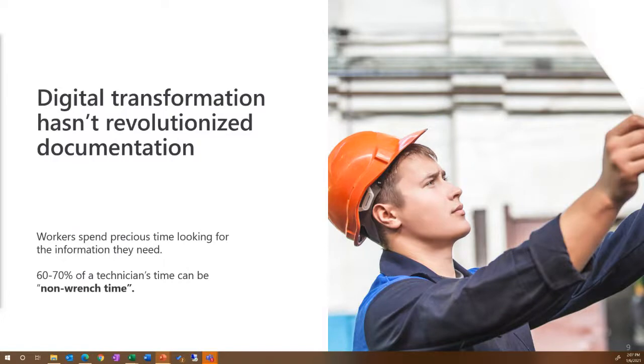Non-wrenching time is a metric that's often tracked by organizations to see where processes can be optimized. And 60 to 70% of a technician's time can be that non-wrench time, because they are looking for what to do and where to do it.